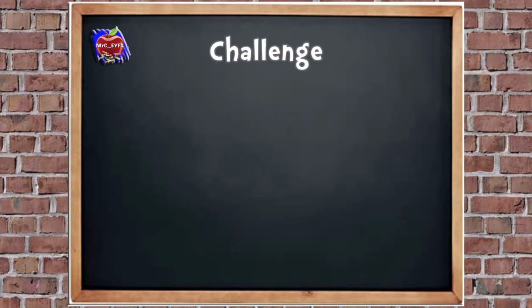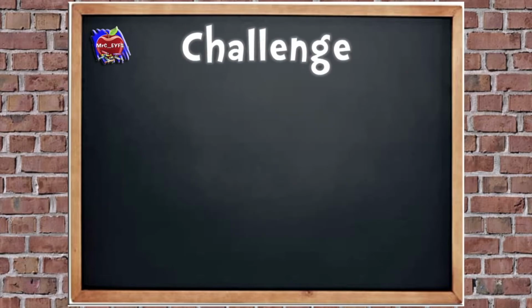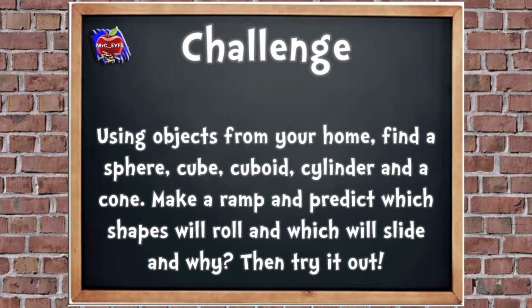Right, so that is really good because it brings us onto our challenge. So, what I'd like you to do, using objects from around your home, because you might not have 3D shapes, can you find something that is a sphere, a cube, a cuboid, a cylinder, and a cone? Then you need to make a ramp, and I want you to predict which shapes will roll and which will slide and why. Then try it out.